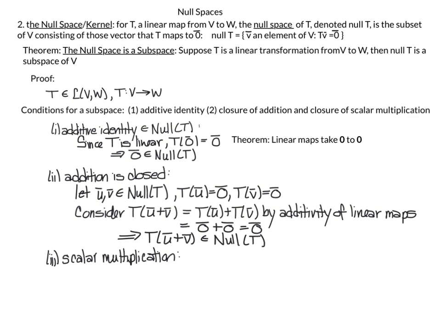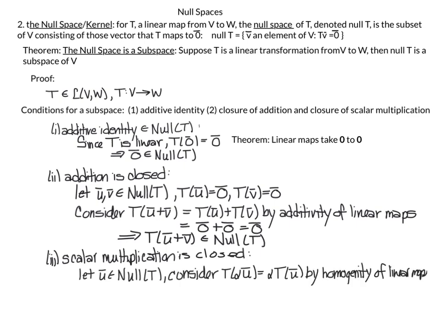Next, we're going to show that scalar multiplication is closed. It actually follows a lot of the same structure as showing addition is closed. First, we start with u in the null space of T, and we're going to consider alpha of u. By homogeneity of linear maps, T of alpha u, we can pull out the alpha and get alpha T of u. But also we know T of u, since it's in the null space, is equal to 0. So we have alpha times 0, which is equal to 0, which implies that T of alpha u is in the null space of T, which means that scalar multiplication is closed.